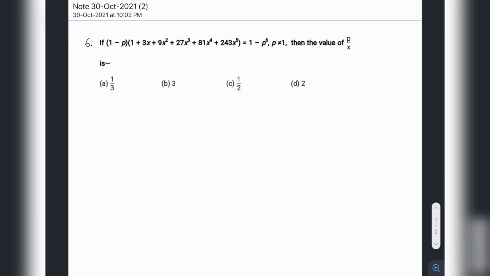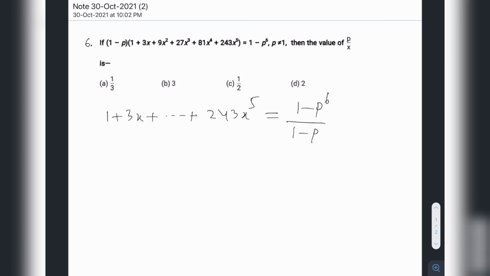Okay, the question is 1 minus p into 1 plus 3x plus 9x squared up to 243x to the power 5 equals 1 minus p to the power 6. P not equals 1, then the value of p over x. এটাকে এরকমভাবে সাজিয়ে নিই, 1 plus 3x up to 243x to the power 5. That equals 1 minus p to the power 6 over 1 minus p.